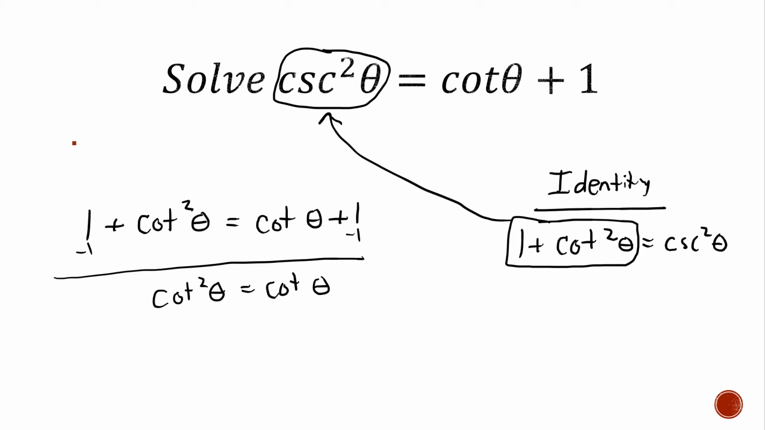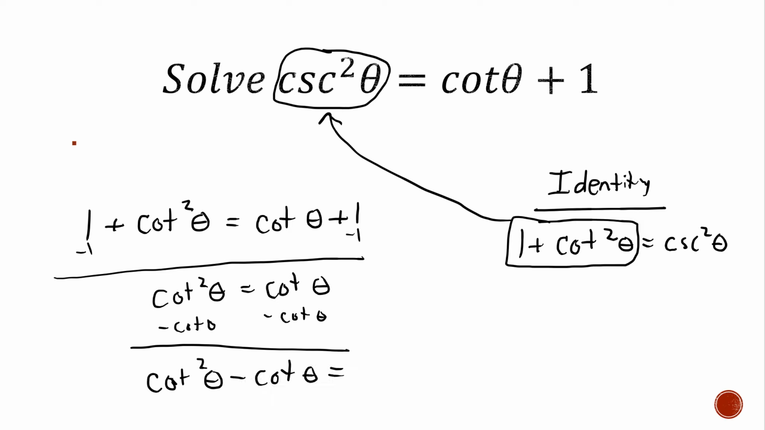All right, now I know that if I'm going to factor, I need them both on the same side. So I'm going to go ahead and subtract this cotangent off, or move it to the left. So now I have cotangent squared theta minus cotangent theta is equal to 0. And so we can go in and attempt to factor this.